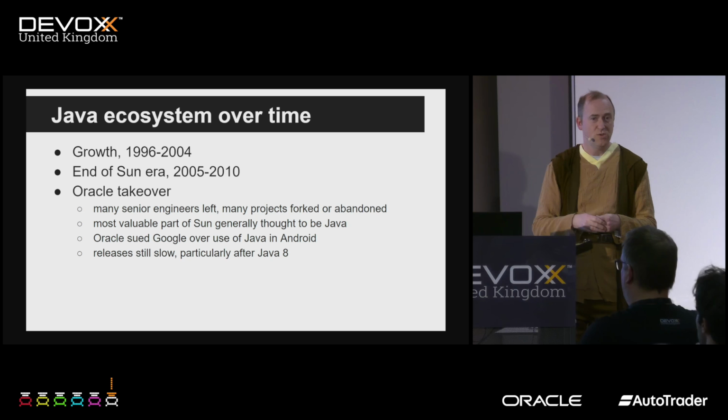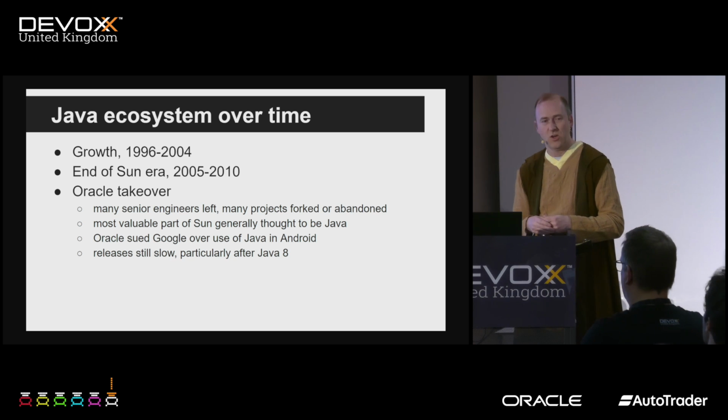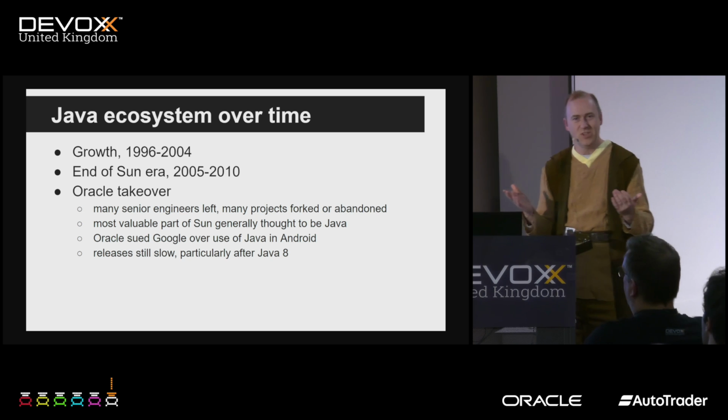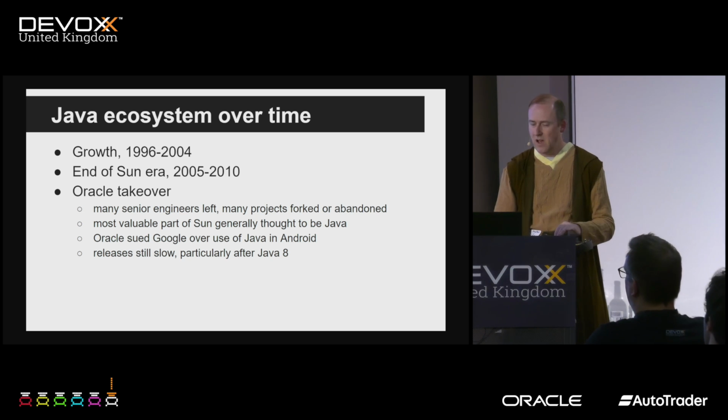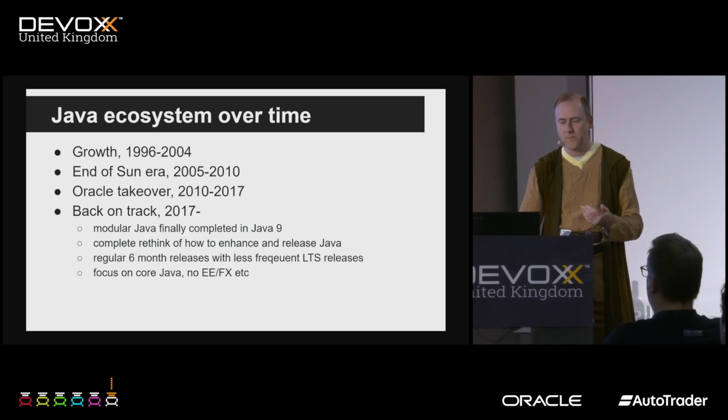Oracle decided to sue Google over the use in Android. Probably wasn't the wisest move ever. In fact, I called all the parties in that debate dumb, dumber, and dumbest. You can decide who was which. But releases were still slow. Even after Java 8, releases were still slow.